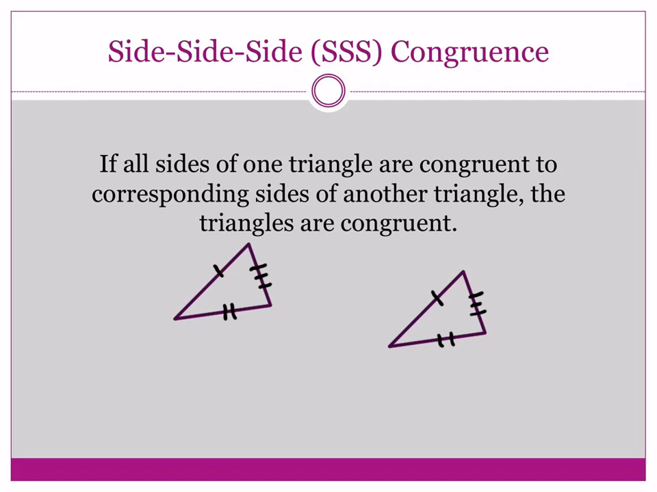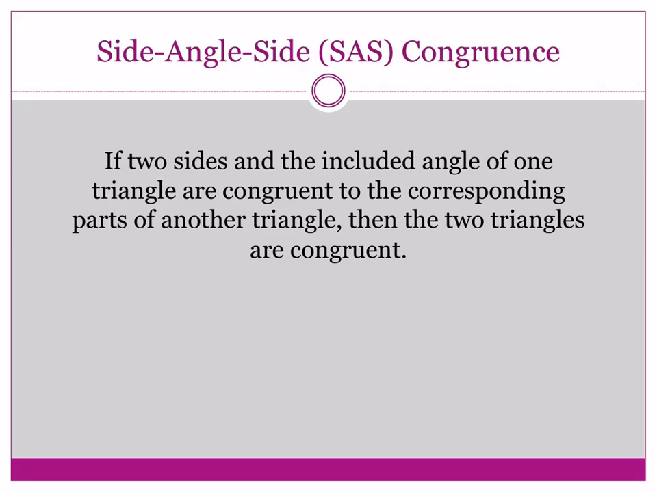The second one of these theorems is called the side-angle-side congruence theorem. So SAS, side-angle-side. And it talks about having two sides of a triangle and the angle that's between those sides congruent to the other triangle. So I'm going to use my same triangle. I'm just going to mark it differently so you can see what it's referencing.